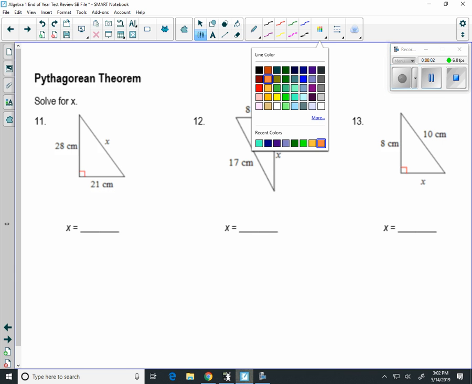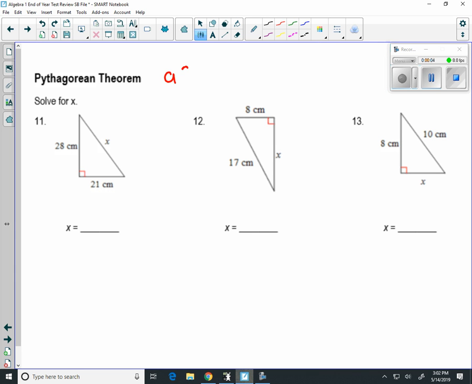All right, Pythagorean theorem. Can't do these problems without the equation: a squared plus b squared equals c squared. C is always your hypotenuse. It's the longest side of your triangle.